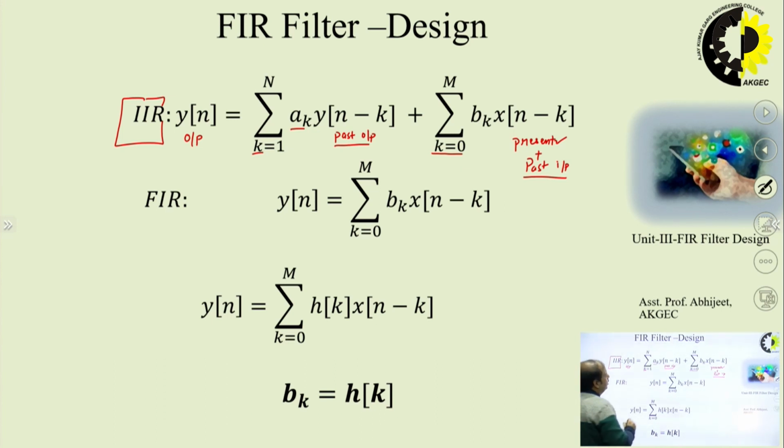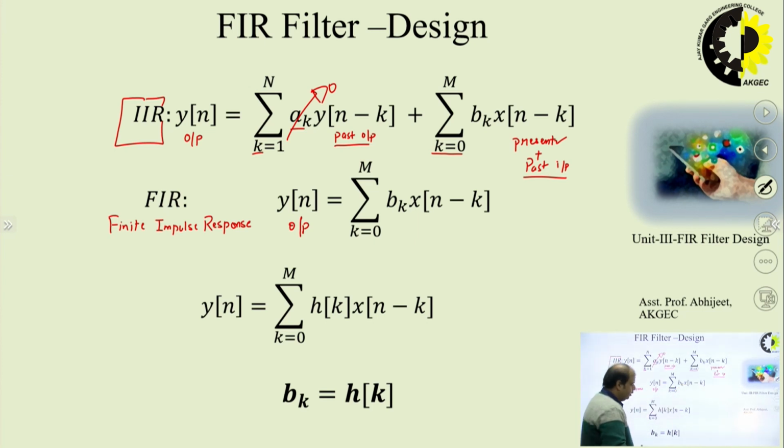If the values of a_k become 0, that means there is no dependency on the past outputs of the system. Then the system is said to be a finite impulse response system, or FIR system, where the equation for the present output is a summation from k equal to 0 to M of b_k times x of n minus k.